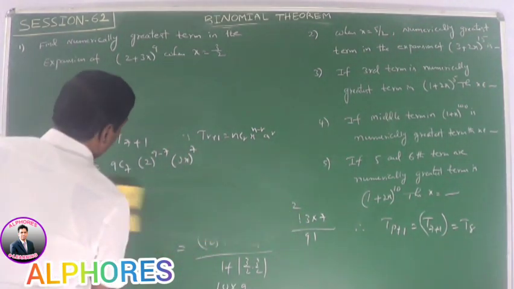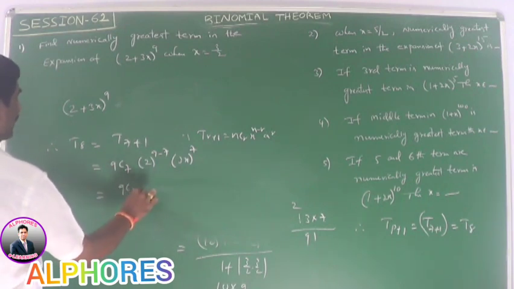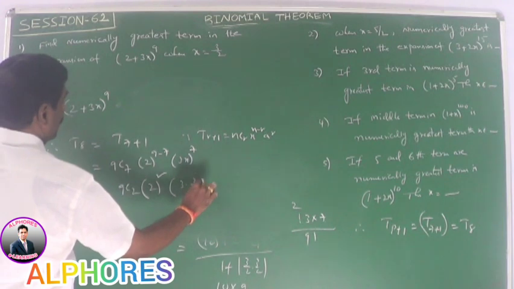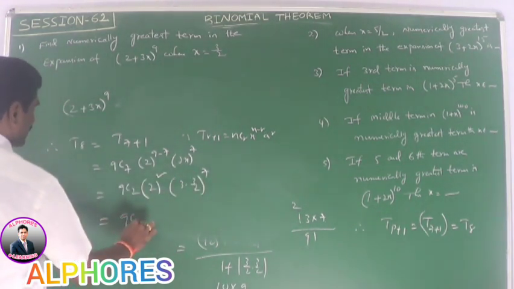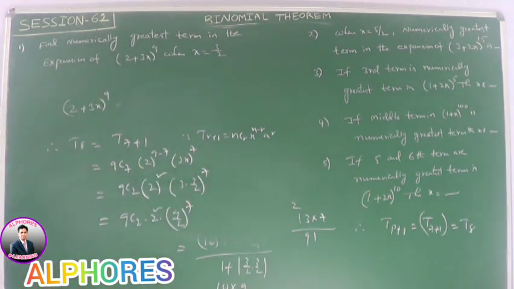What is the value of x here? x is equal to 3 by 2. That means 9C7, that is, 9C2 into 2 power 2 into 3 into x, that is 3 by 2, whole power 7. That is equal to 9C2 into 2 square into 9 by 2 whole power 7. Okay, it is the numerically greatest term.